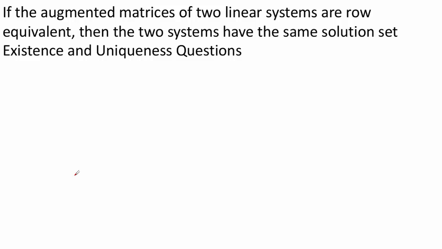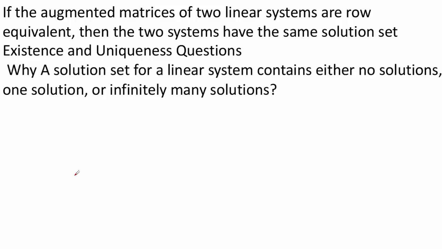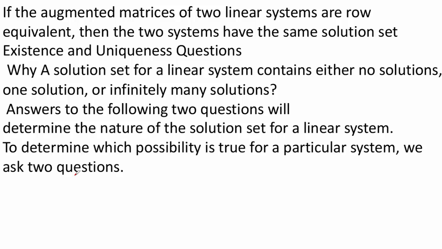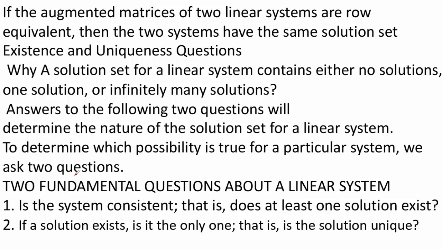Existence and uniqueness questions: whether a solution exists, or whether the solution is unique. Why does the solution set of a linear system contain either no solution, one solution, or infinitely many solutions? This is the first question. Answers to the following two questions will determine the nature of the solution set for a linear system. To determine which possibility is true for a particular system, we ask two questions. These are the two fundamental questions about the linear system. Is the system consistent? That is, does at least one solution exist?